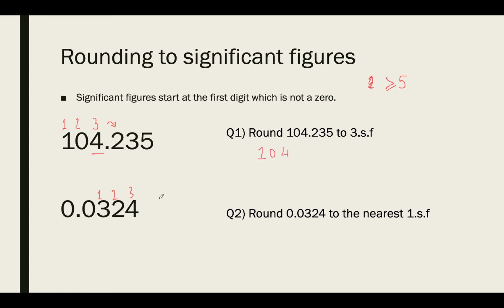Now if you have a look at the second question, it's asking us to round 0.0324 to 1 significant figure. So we identify our first significant figure, which is 3, and we look at the unit to the right. Now is 2 greater than or equal to 5? It's not, so we don't have to do anything to our first significant figure, and our answer is 0.03.